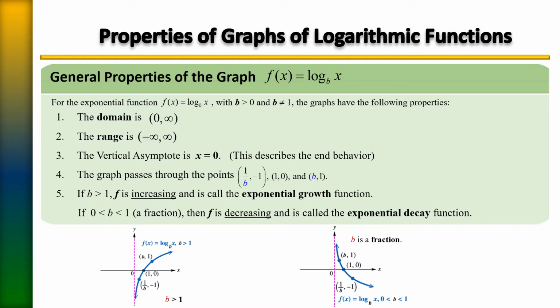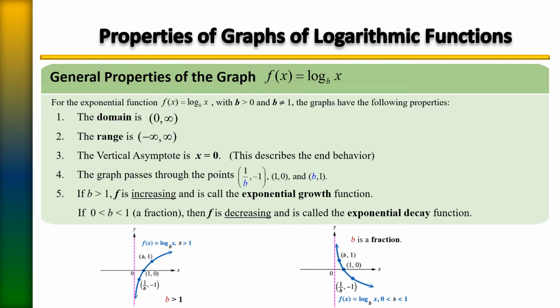So again, number one of the properties of a log function is that the domain is from 0 all the way to positive infinity. And the range, extending up and down, would be from negative infinity to positive infinity. Notice it has arrows on both ends, so it's going to go forever in those directions. And as I said before, this one has a vertical asymptote, and that vertical asymptote cuts through the x-axis at 0. So the vertical asymptote is x equals 0.